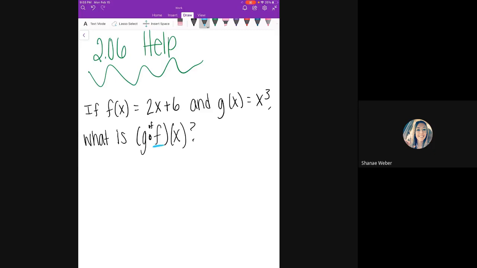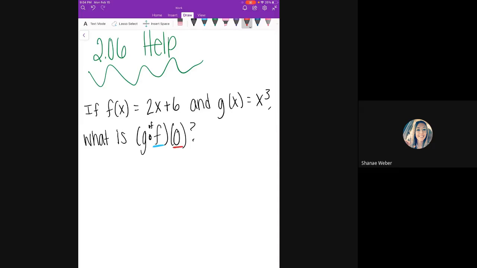Hold on, I think I wrote this wrong. It should be, what is g of f of 0? I'm sorry. G of f of 0. So we're going to take that second letter. In this case, that second letter is f. And we are going to plug in 0 into our f of x function.